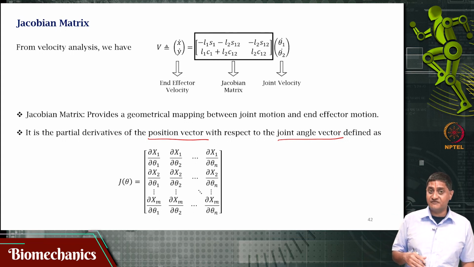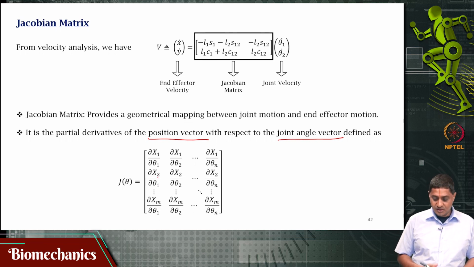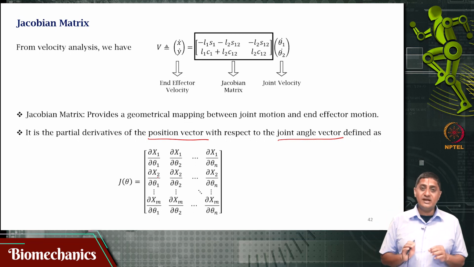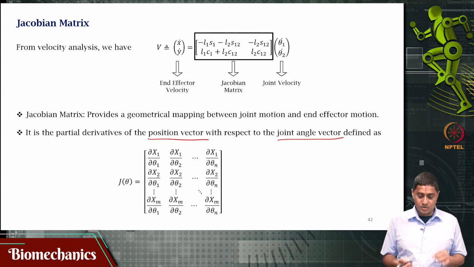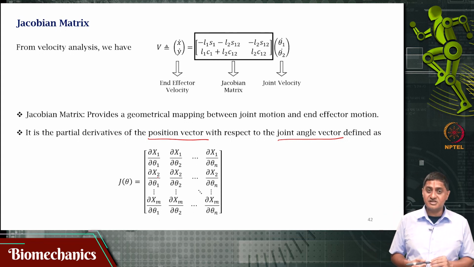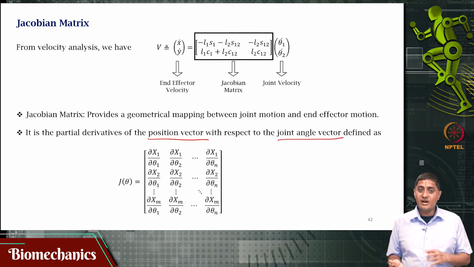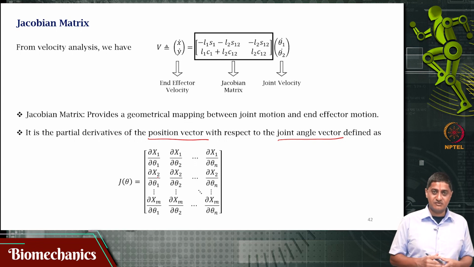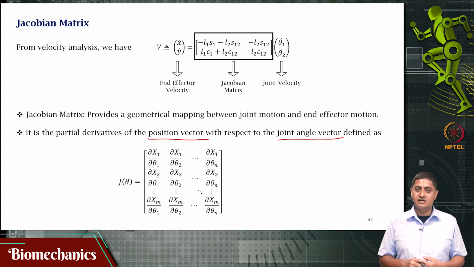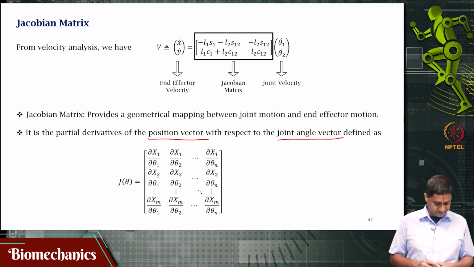The second row will start with ∂x2/∂θ1, so that is for the second x, and so on and so forth. This is purely dependent on configuration and not on θ1 dot and θ2 dot. It is a configuration matrix that is used for mapping between the joint motion space and the end effector motion space. Very, very convenient use for this.